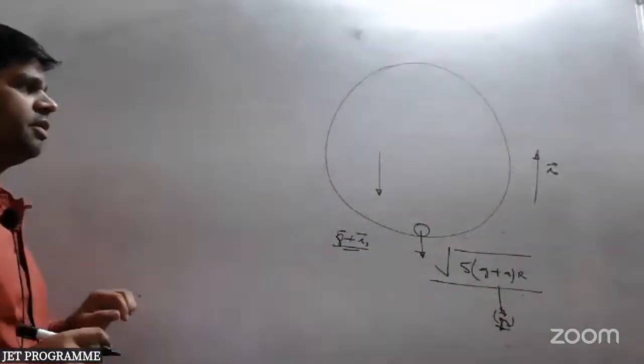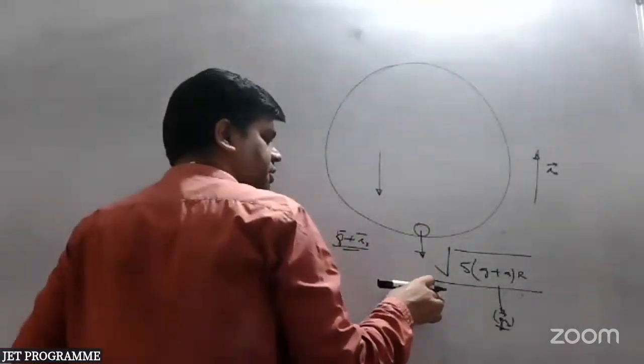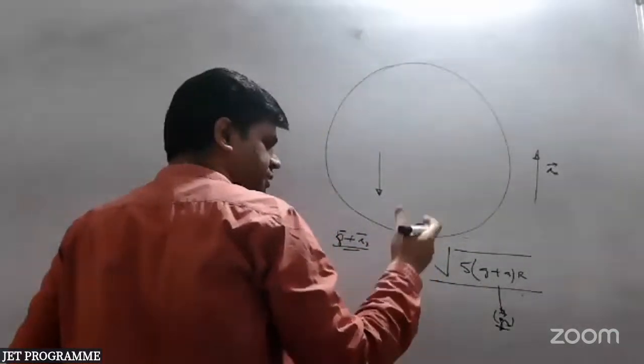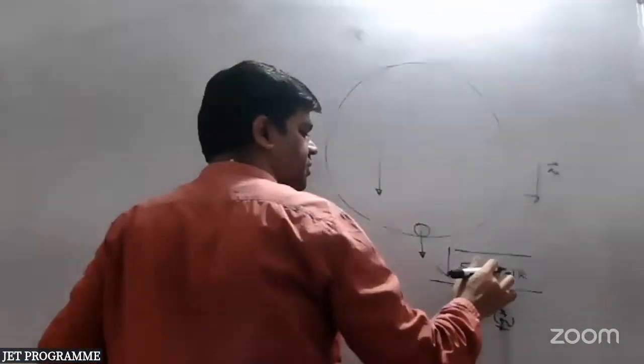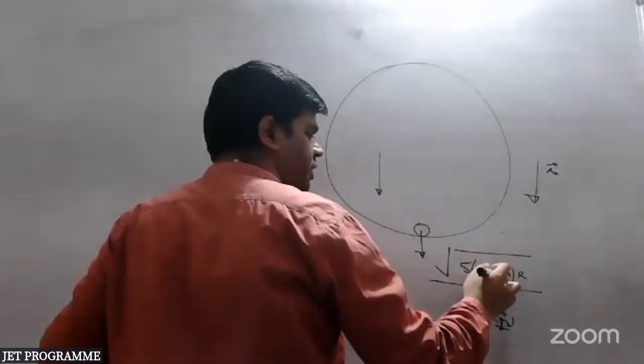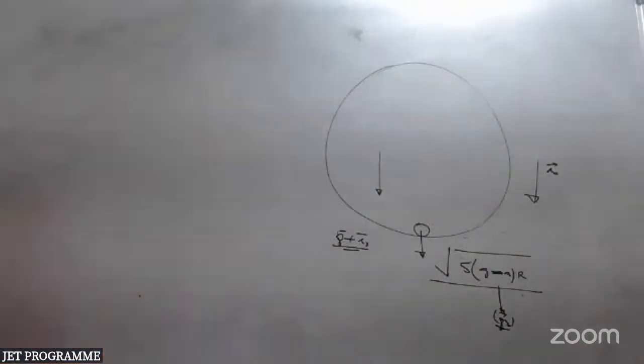Understand that. If I take this downward with some acceleration a naught downwards, it'll have g minus a, root gr for it to complete the loop.